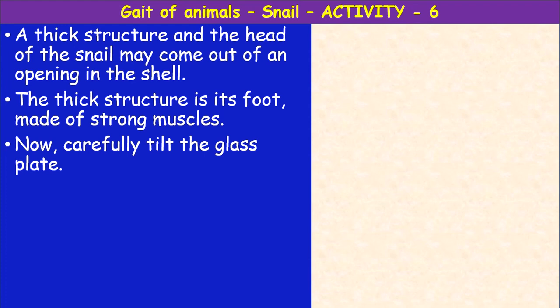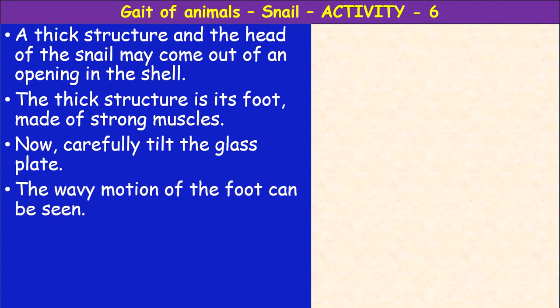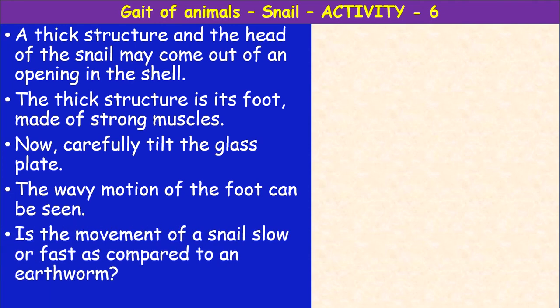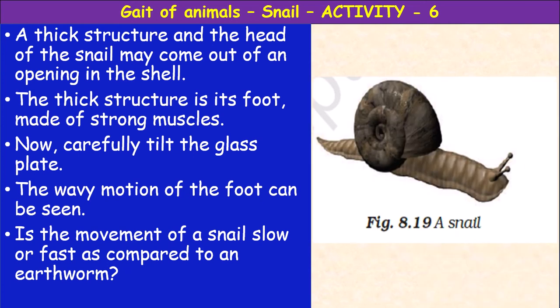Now carefully tilt the glass plate. The wavy movement of the foot can be seen. Is the movement of the snail slow or fast as compared to an earthworm? It is slow. That's why when you walk slowly, they will compare our walking with a snail. So this is the muscular foot, strong muscular foot which helps in its movement.